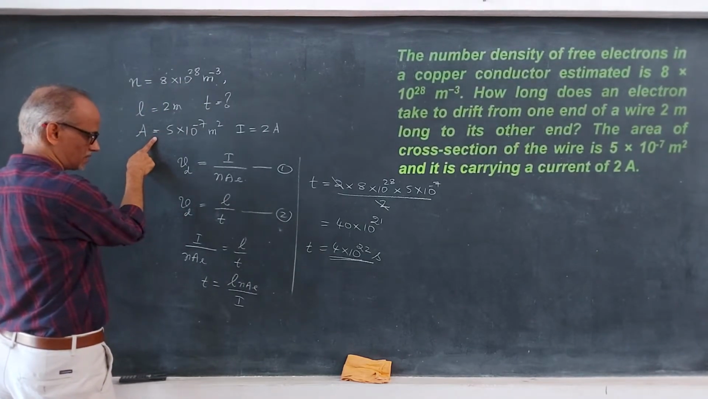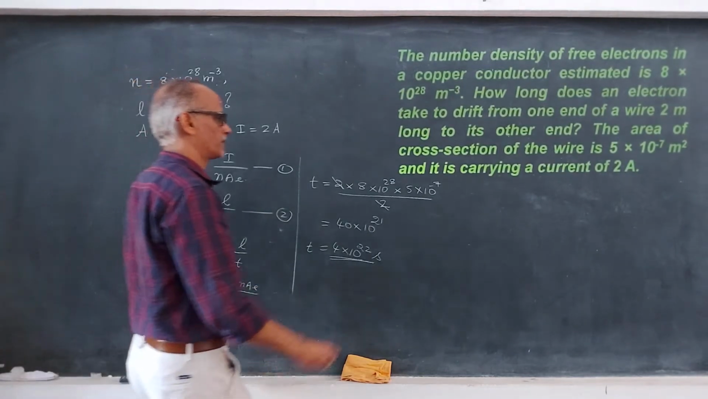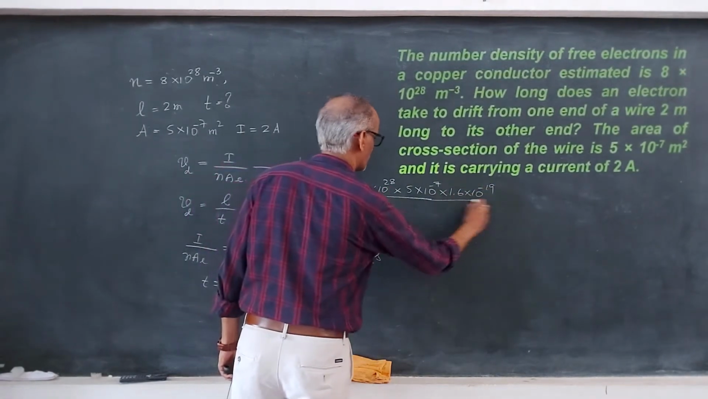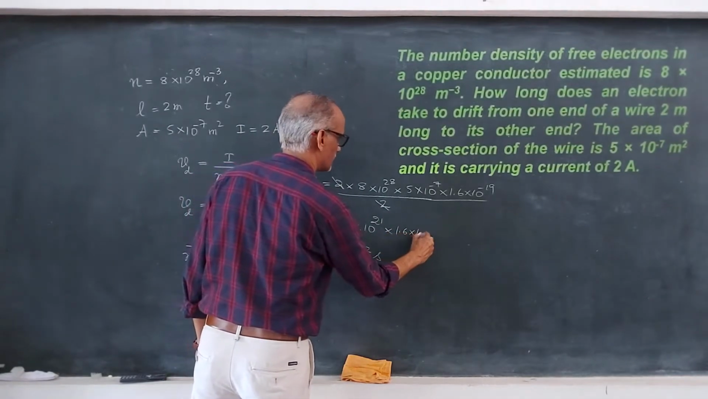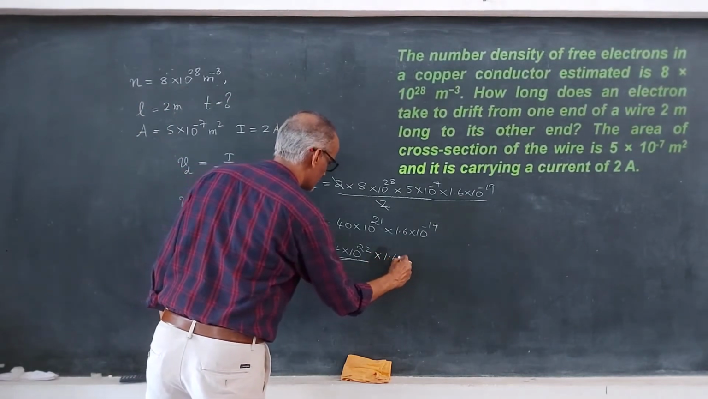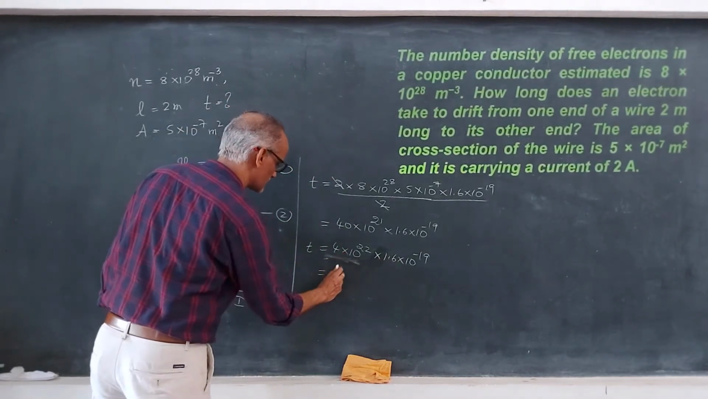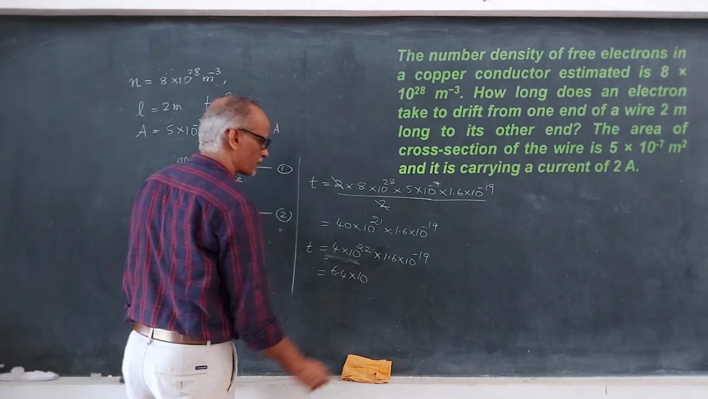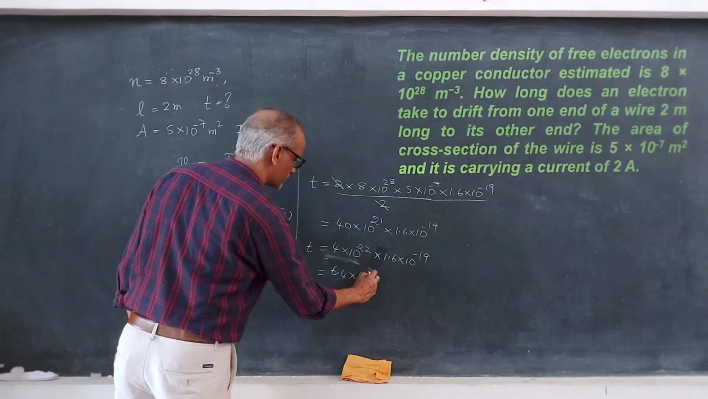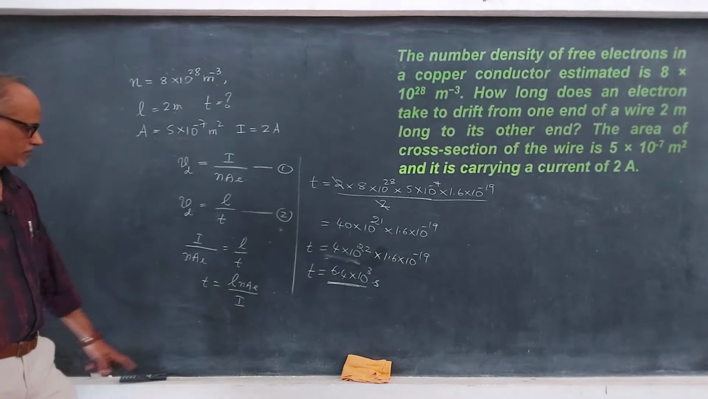The area of cross section is given, and then we didn't substitute one of the values here, which is E. The value of E is 1.6 into 10 to the power minus 19. Then we substitute 1.6 into 10 to the power minus 19. When you multiply, 1.6 times 4 is 6.4 into 10 to the power 22, and minus 19 gives plus 3. So plus 3 seconds. That was the substitution which we missed, which is E.